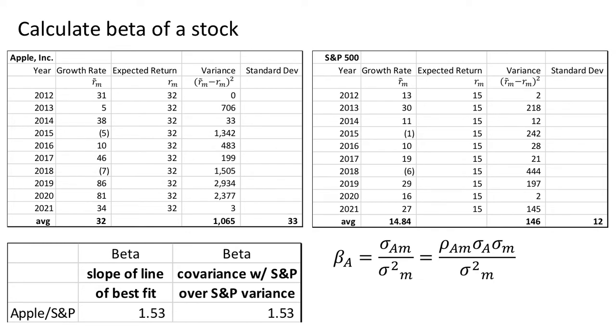We get the growth rates for each year, find out there's an average growth rate over the 10-year period from 2012 to 2021 of 14.84%. We then take the difference for each year between the expected return and the actual return, get the variance, divide by 9, get the average variance, then from there calculate the standard deviation. So we see that the 10-year S&P average return or growth rate was 14.84% and the standard deviation was 12%. Lower than that for Apple Inc.